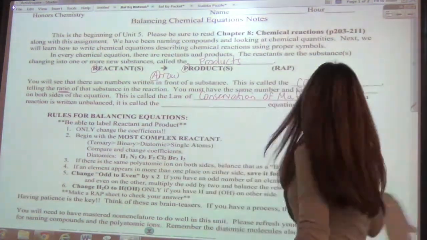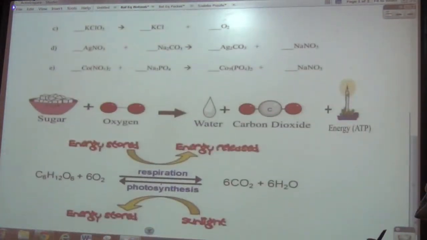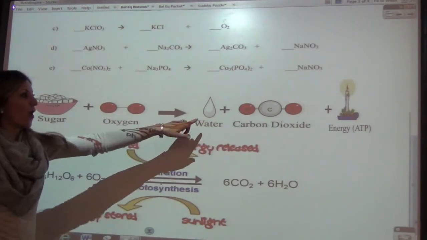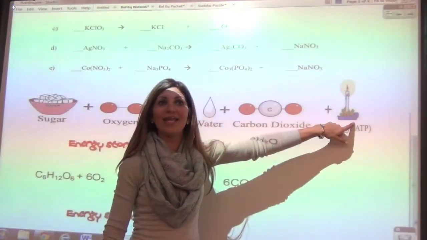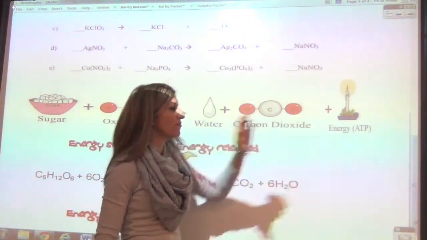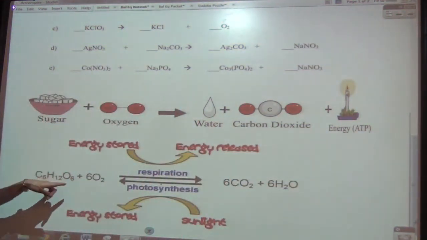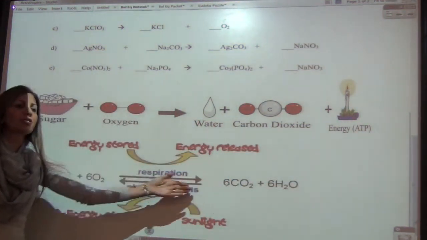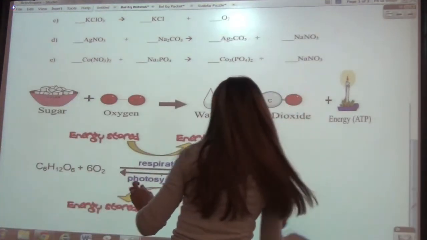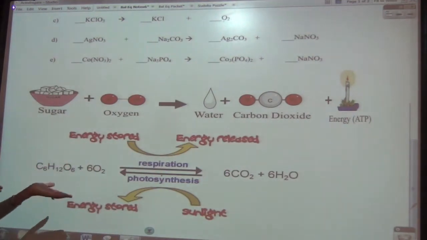If you remember from your bio class, I know it was a while ago, but sugar plus oxygen will give you water plus CO2 plus what? Energy, ATP. Do you remember this? Does this look a little bit familiar? So you can go either way. It's either respiration or it's photosynthesis coming back. Do you remember how then with the sunlight versus energy being stored?